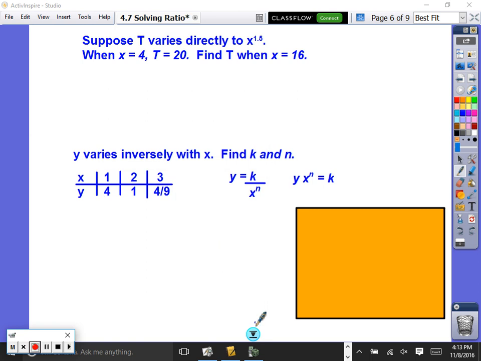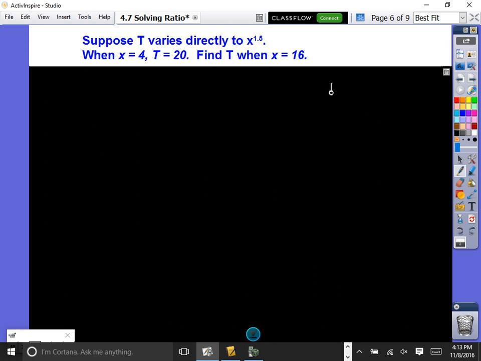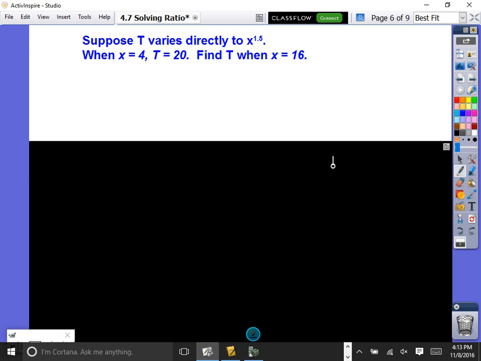Today I'm going to teach you about direct and indirect or inverse variation. And we have already discussed direct in the past. It is y equals kx. The only difference is that now we may have a power on it since we are studying polynomial and rational functions.